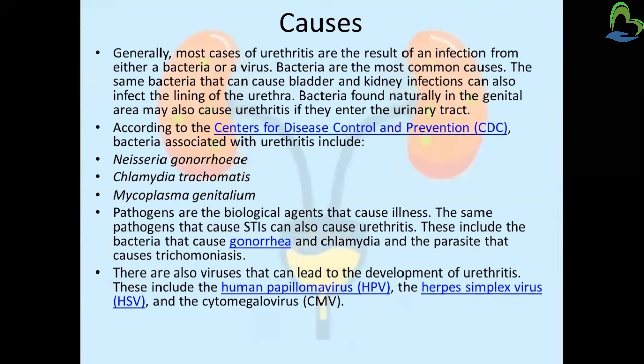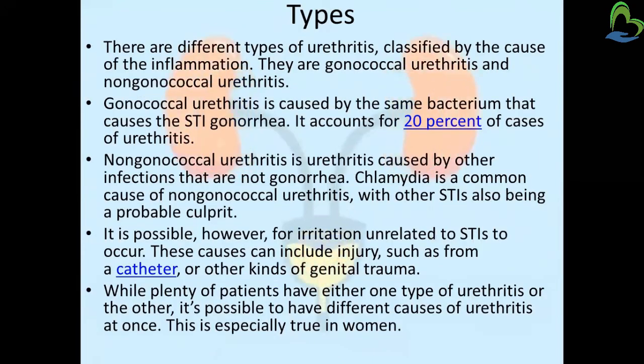Then causes. What are the causes? Neisseria gonorrhoeae, chlamydia, trichomonas, Mycoplasma genitalium, HPV virus, herpes simplex virus, and cytomegalovirus. There are different types of urethritis classified by the cause of the inflammation: gonococcal urethritis and non-gonococcal urethritis. Gonococcal urethritis is caused by the same bacteria that cause the STI. It can also be caused by irritation from a catheter or some kind of genital trauma.